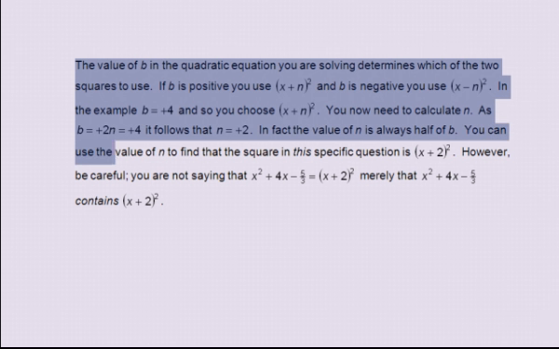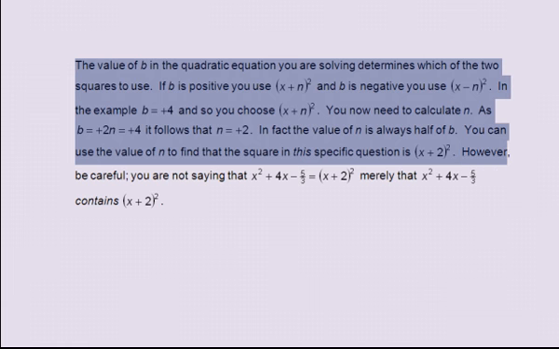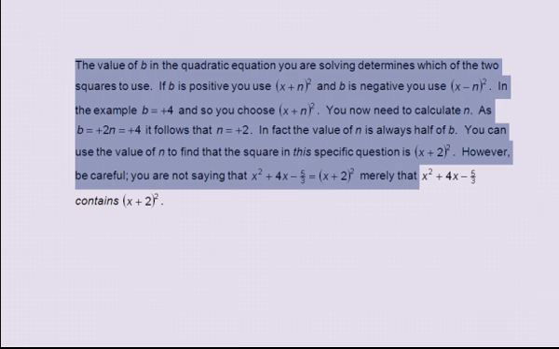You can use the value of n to find that the square in this specific question is (x plus 2) all squared. However, be careful. You are not saying that x squared plus 4x minus 5 over 3 equals (x plus 2) all squared, merely that x squared plus 4x minus 5 over 3 contains (x plus 2) all squared.